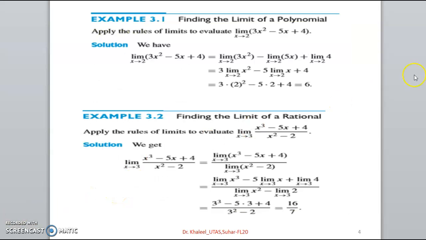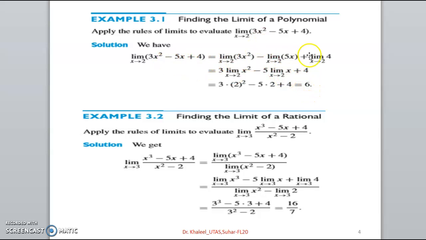So let's see some examples here. This is a polynomial of degree 2. So this is p(x), and I am finding the limit of a polynomial as x tends to 2. So a is 2 here. I just substitute x equal to 2 here and I get the answer 6.